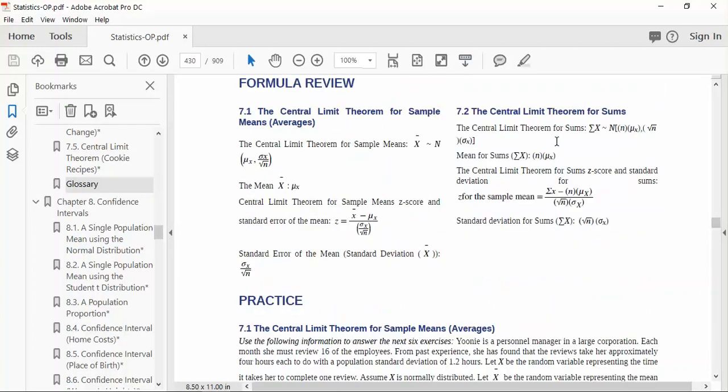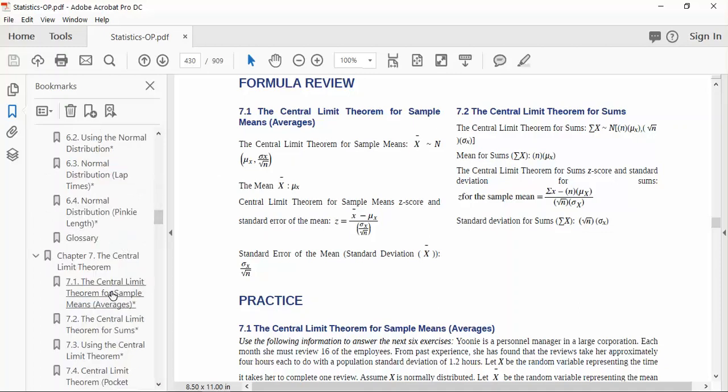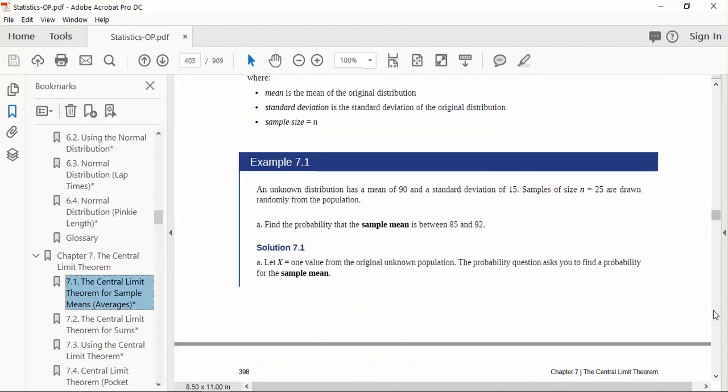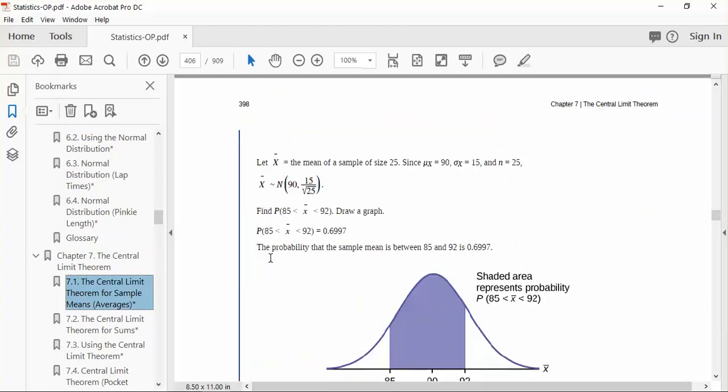For example, right here is telling you the CLT for simple means, which means if you go back to the beginning of the chapter, when you ask the probability that the simple mean is between 85 and 92. So right here, you're giving two values, and then you're trying to find the probability of the mean between these two values. Then you would be using the CLT for simple means.